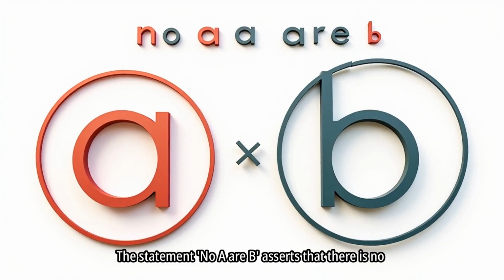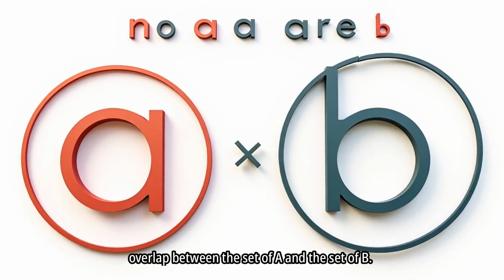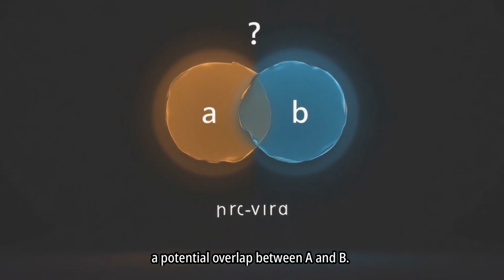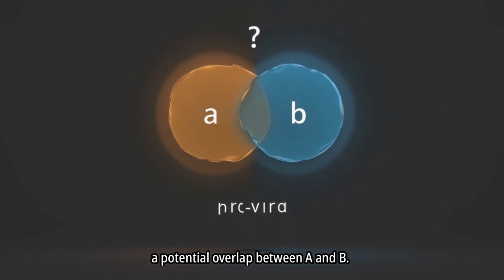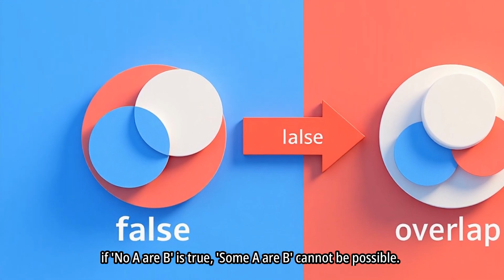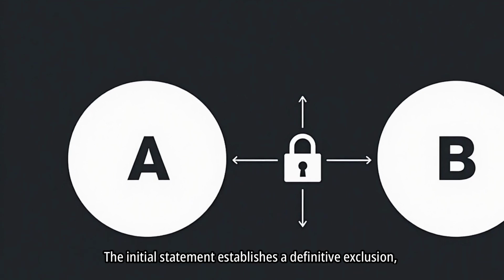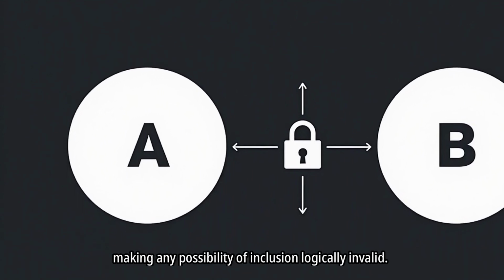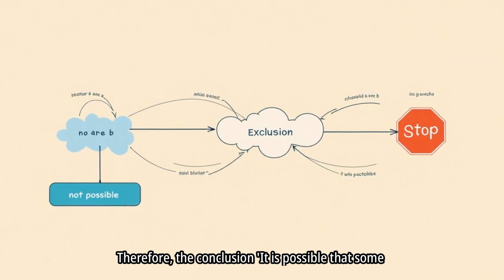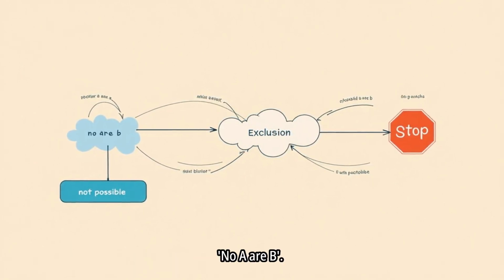The statement no A are B asserts that there is no overlap between the set of A and the set of B. The conclusion, it is possible that some A are B, suggests a potential overlap between A and B. The conclusion contradicts the initial statement because if no A are B is true, some A are B cannot be possible. The initial statement establishes a definitive exclusion, making any possibility of inclusion logically invalid. Therefore, the conclusion, it is possible that some A are B, is not a valid inference from the premise no A are B.